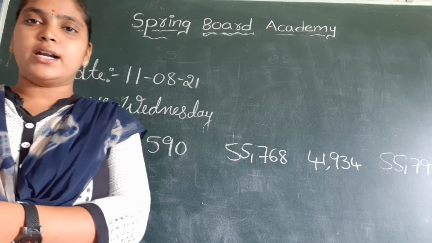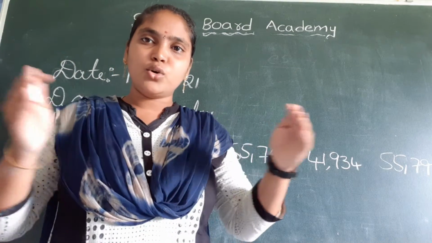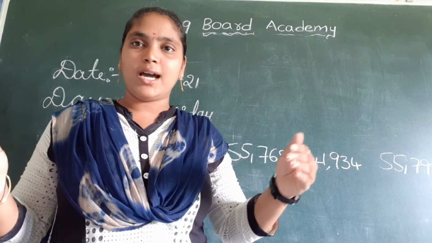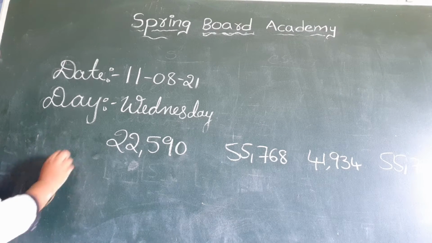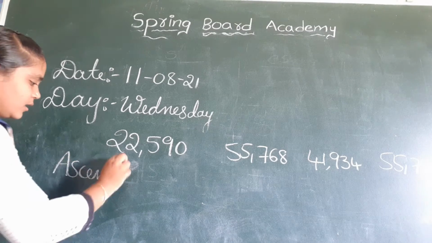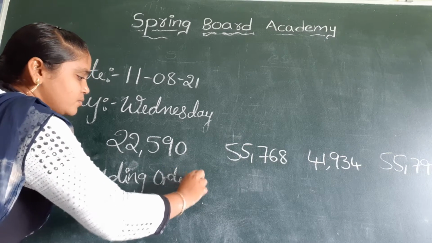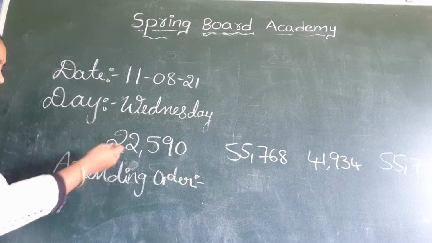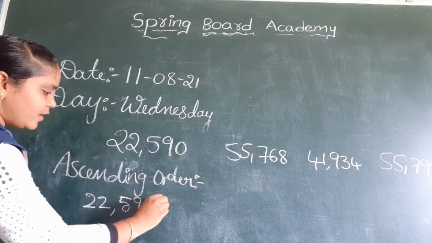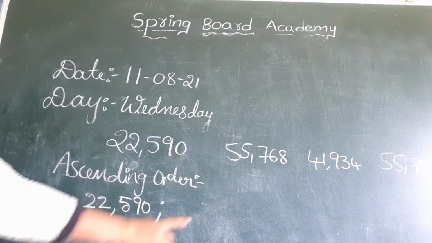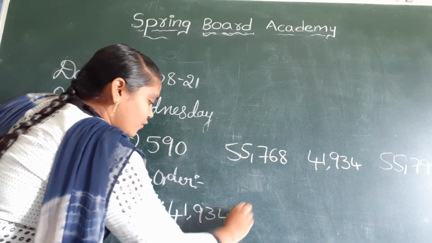What does ascending order mean? Ascending order means arranging numbers from smallest to biggest, or smallest to largest. So first write the smallest number. In these four, which one is the smallest number children? 22,000, so this is smaller. So write 22,590 and then 41,000. This is the next smallest number, right?